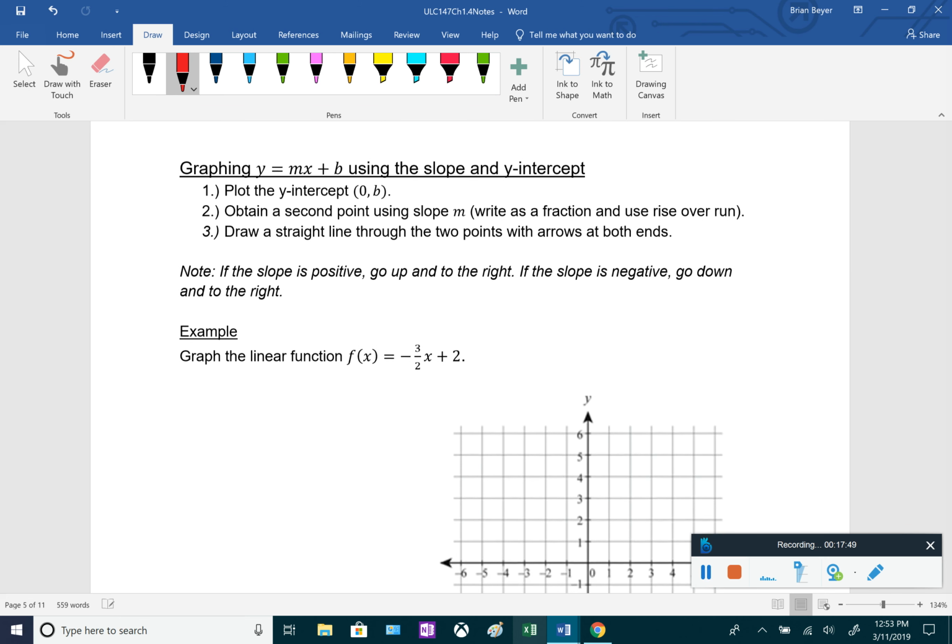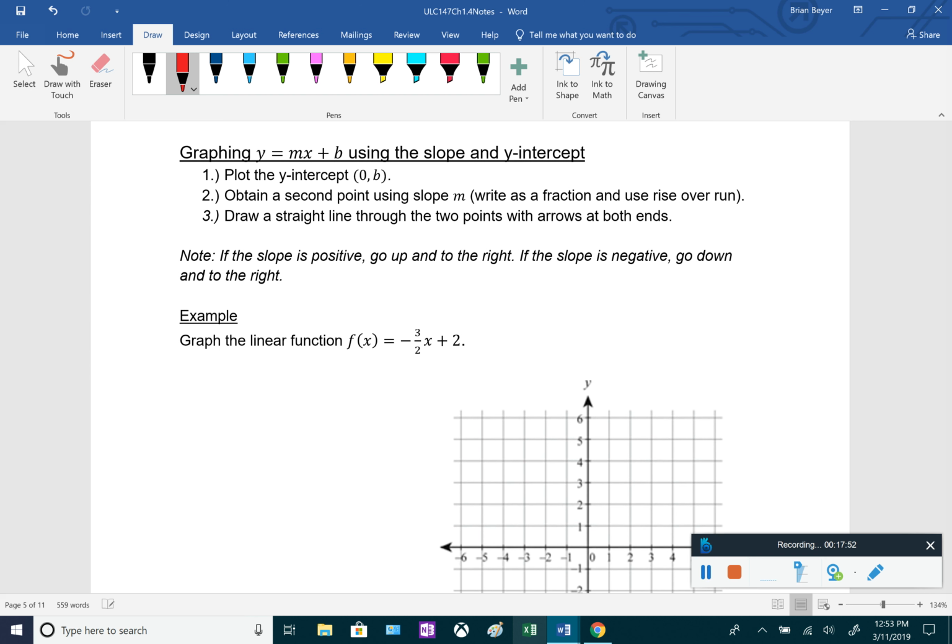Okay, so now let's get into graphing linear functions that are in the slope-intercept form. So it's relatively easy. Like we mentioned, we only need 2 points to do this. So the first step is, well, first we have to identify the slope and the y-intercept. Then we plot the y-intercept, which is 0, comma b. The second step is we're going to find a second point using the slope. So we're going to rewrite the slope as a fraction if it's not already written as a fraction, and then use the fact that it's the change in y over change in x.